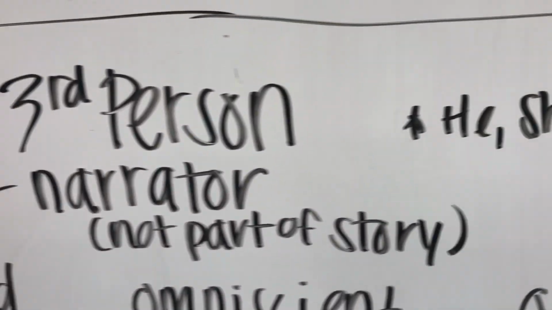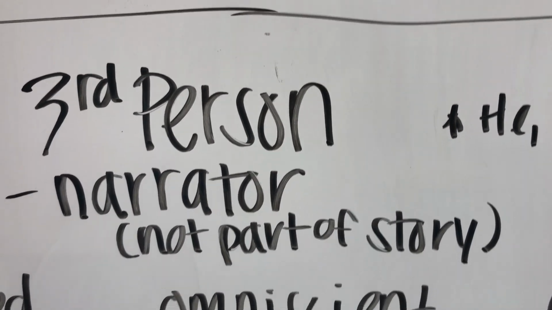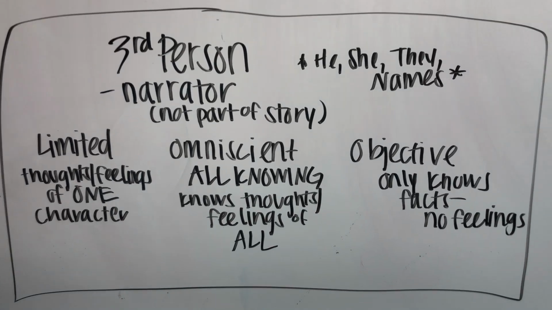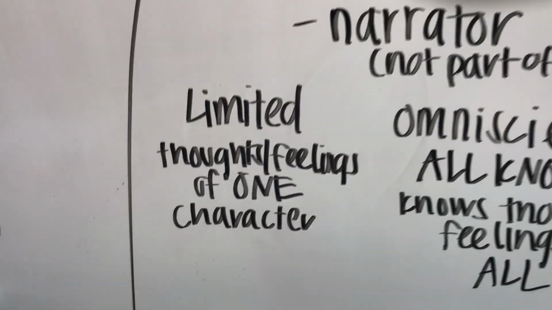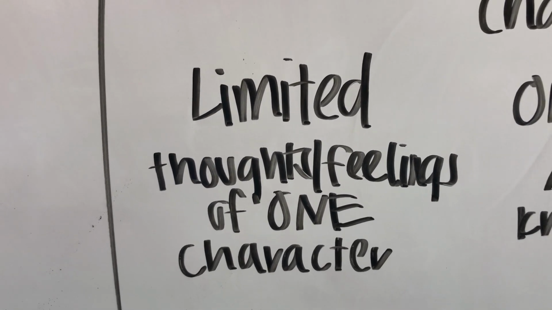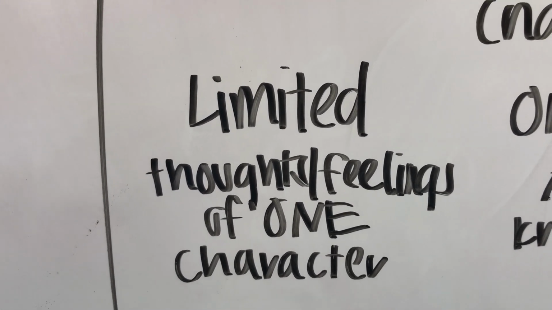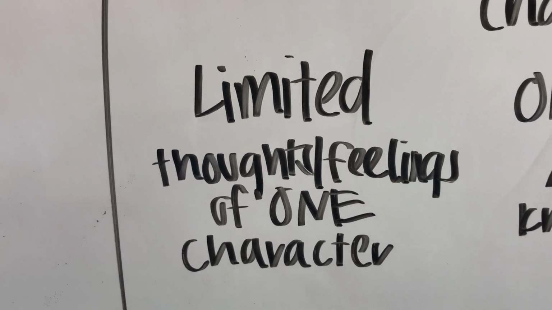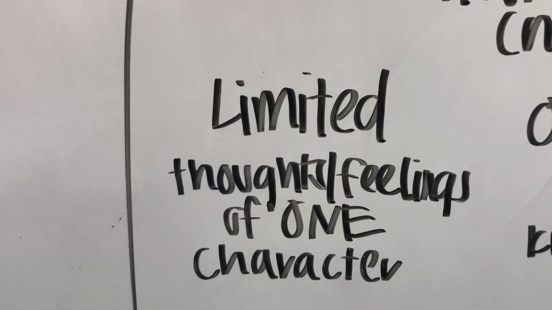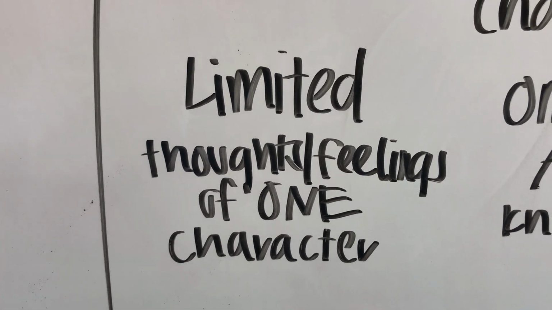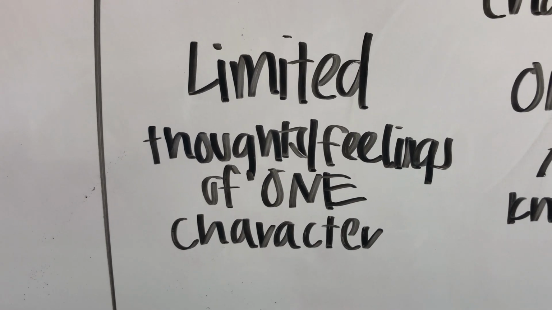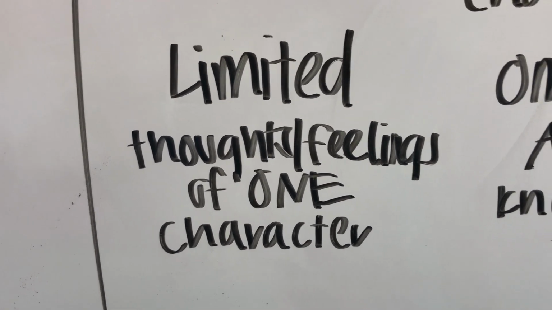that it's third person. Now, third person is broken up into three different parts. The first one we're going to talk about is third person limited. Here, the narrator only knows the thoughts and feelings of one character. So maybe they know what I'm thinking and what I'm feeling, but we don't know what the rest of the characters are thinking or feeling. So it's centered around and limiting around one character.